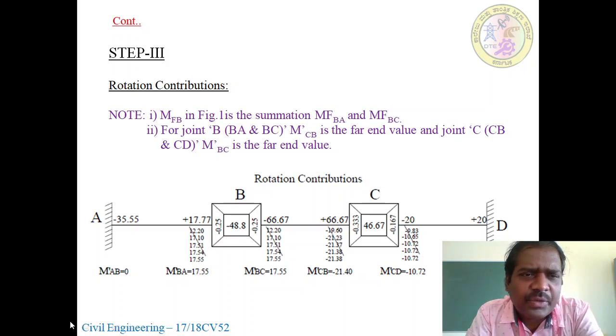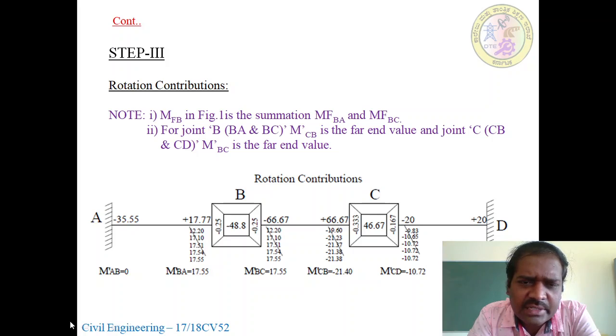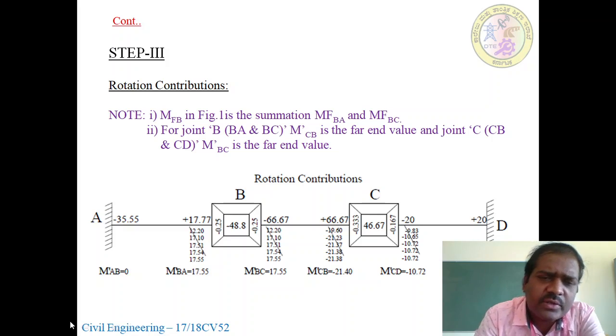Next, for the joint B, BA and BC: M dash CB is the far end value, and for joint C, M dash BC is the far end value. So only one far end value, 12.2. For the joint B, M dash CB will be the far end value, and for joint C, both members, M dash CB and M dash CD, are calculated. M dash BC is the far end value. So these are the calculations.